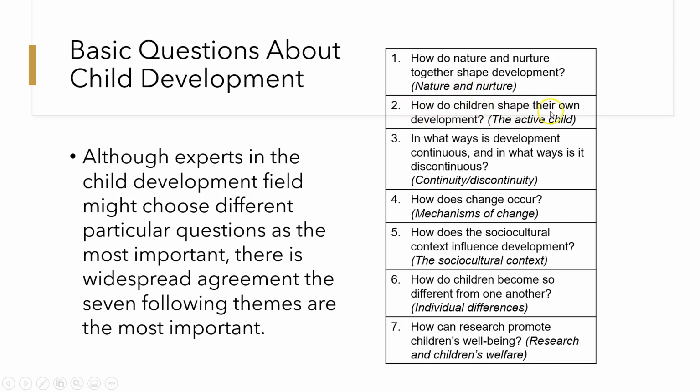How do children shape their own development? This is the idea of the active child. I'm going to go through each of these on a separate slide in a second. In what ways is development continuous and in what ways is it discontinuous? This is the idea of continuity versus discontinuity. How does change occur? What are the mechanisms of change? How does the sociocultural context influence development? How do children become so different from one another, individual differences? And how can research promote children's well-being? So, research on children's welfare.